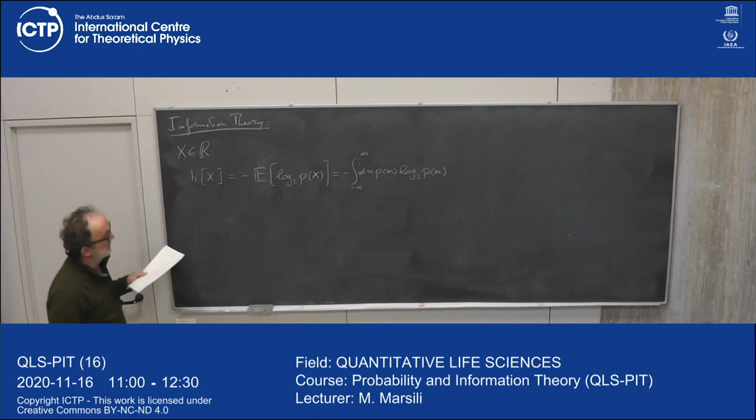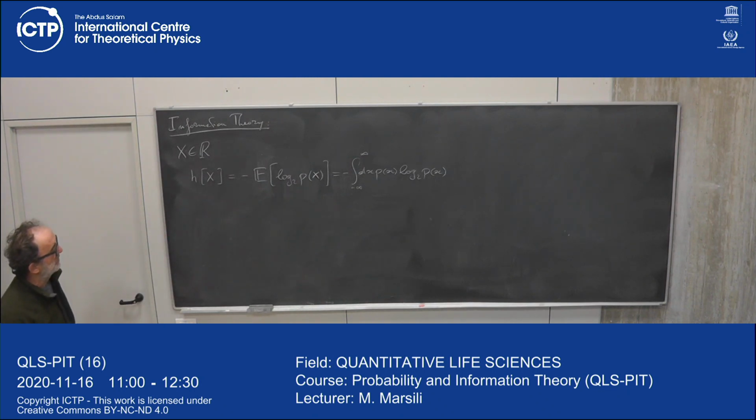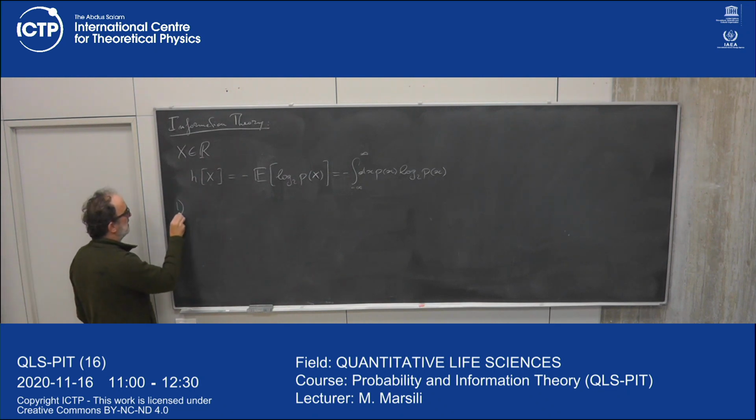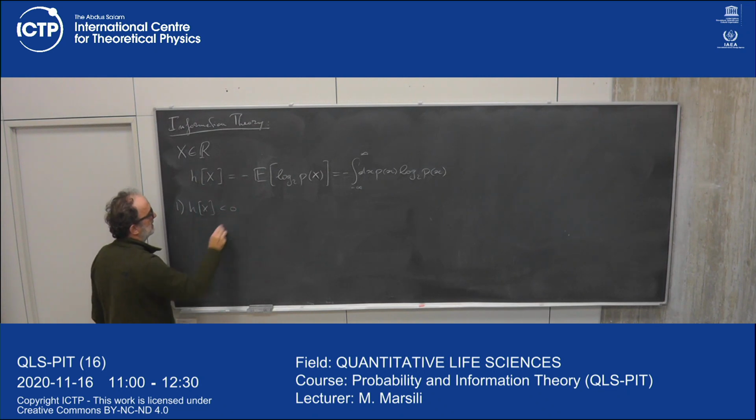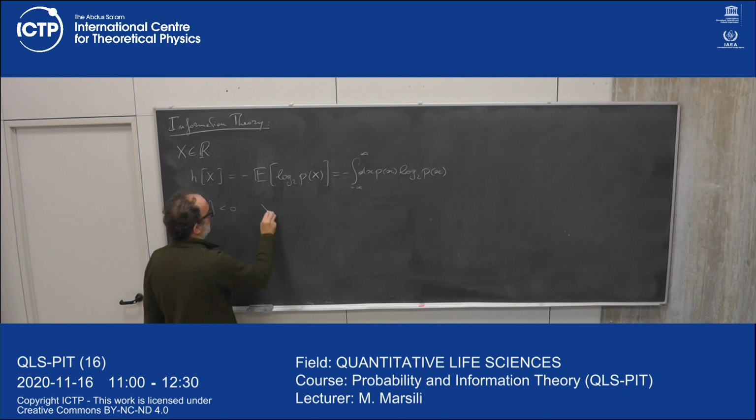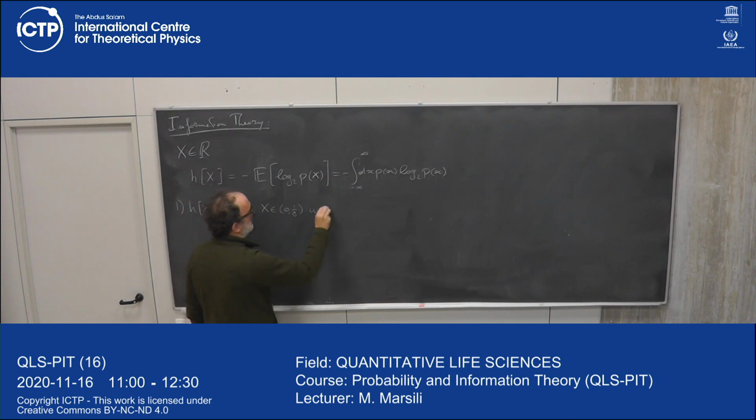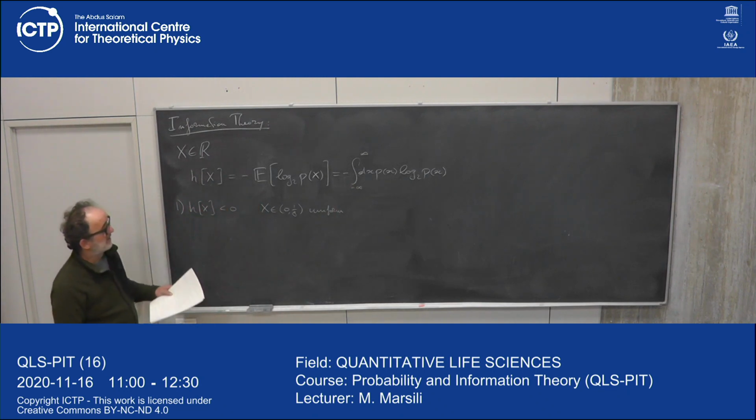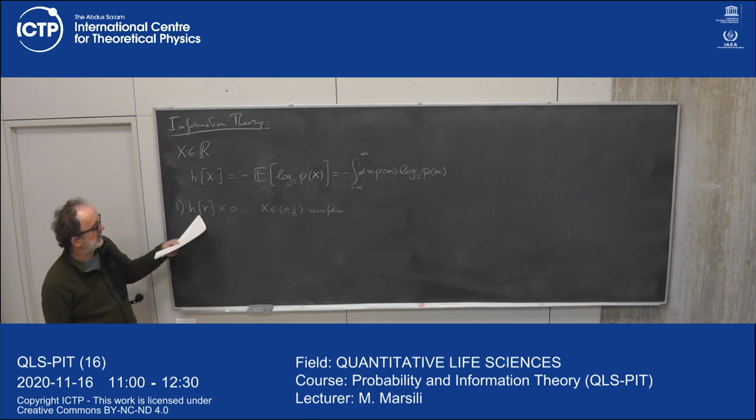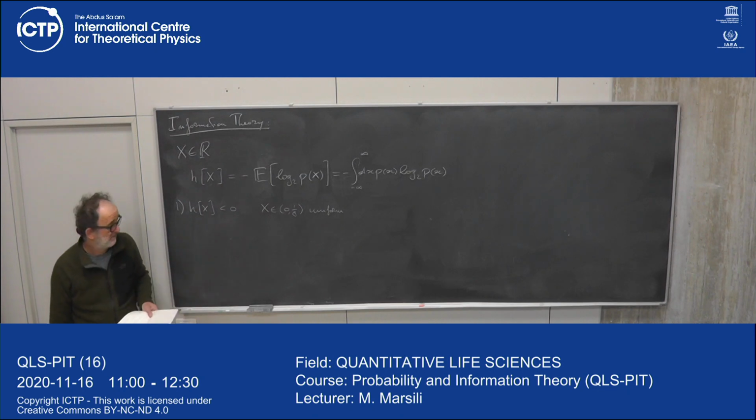Now, this as a measure of information, as an absolute measure of information, has problems. First, because you can show that h of x can be negative. For example, if you take x between 0 and 1, uniform, and you compute this integral, then you will find that h of x is equal to minus 3. Okay, so what does a negative entropy mean?